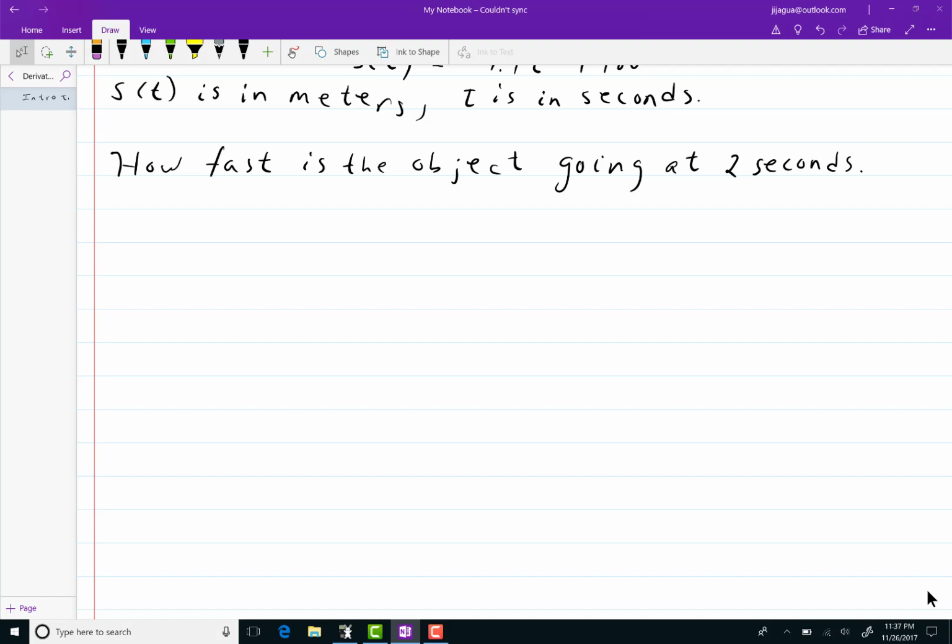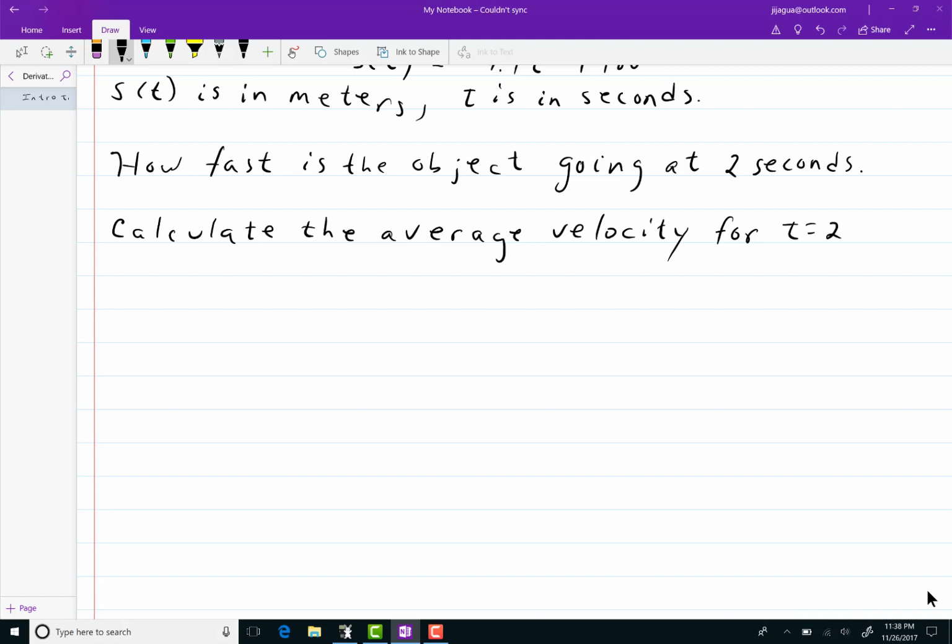First, let me put it this way. Let's calculate the average velocity for t equals 2 seconds to t equals 3 seconds. So I'm doing an average velocity. Let me review for you what that means.